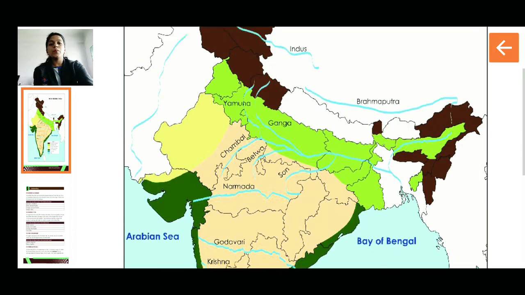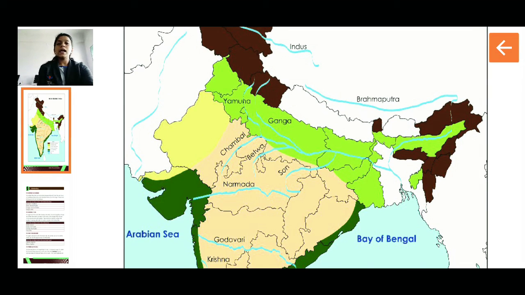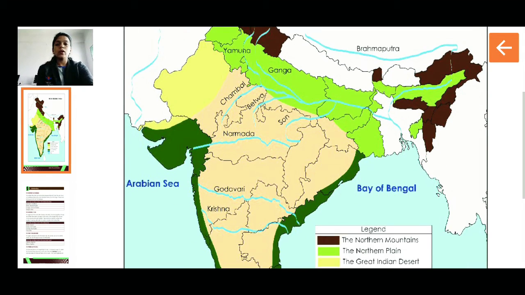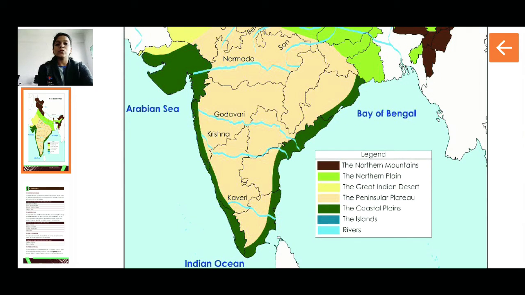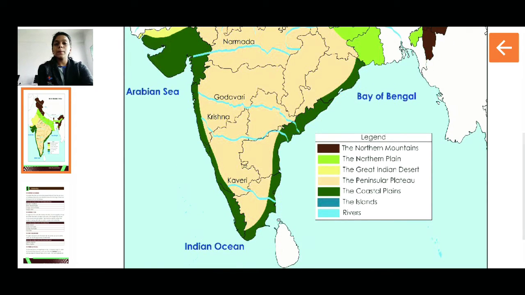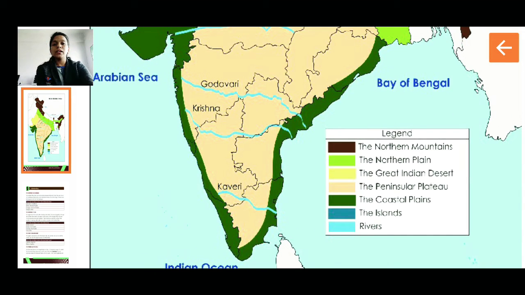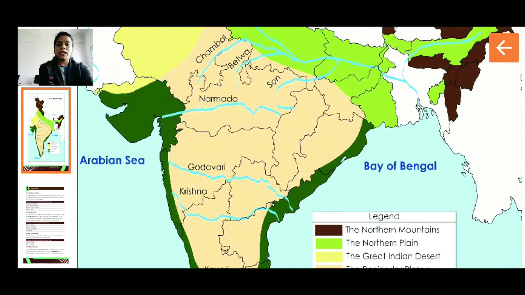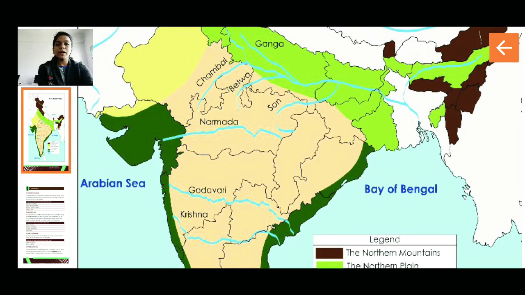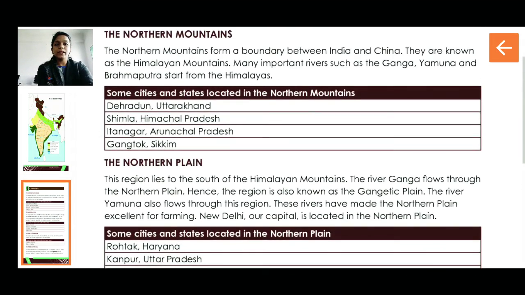So this upper portion will be called the higher lands, right? And the lower one is your Deccan Plateau. The region which is on the south side covers the Deccan Plateau. You can see the rivers Godavari, Krishna and Kaveri, which come under the Deccan Plateau. And you can see the rivers Chambal, Betwa and Son, which come in the upper, that is the higher lands, right?